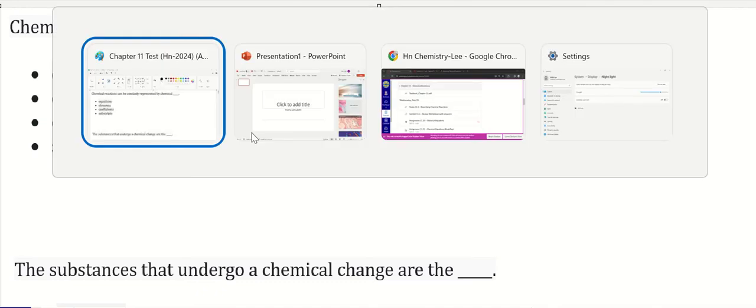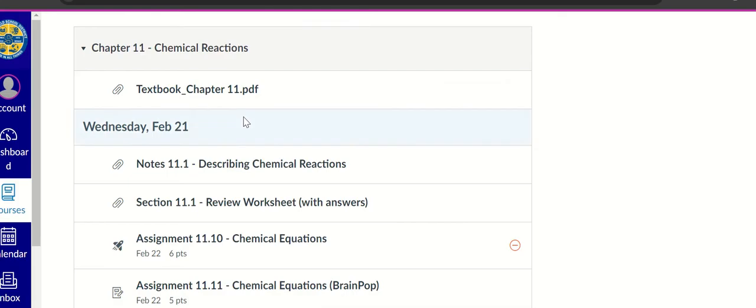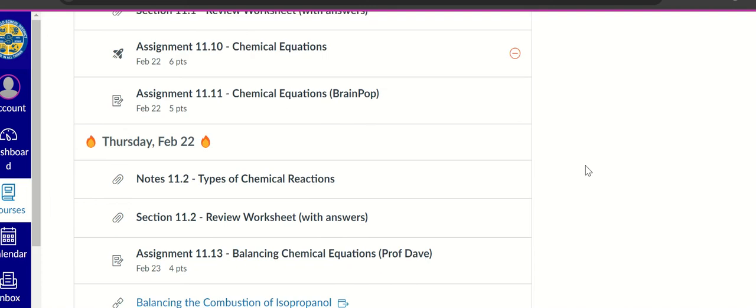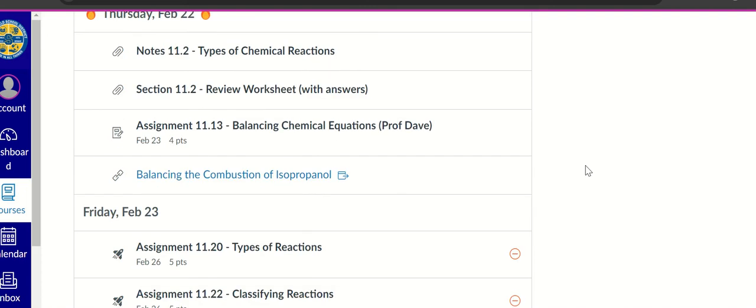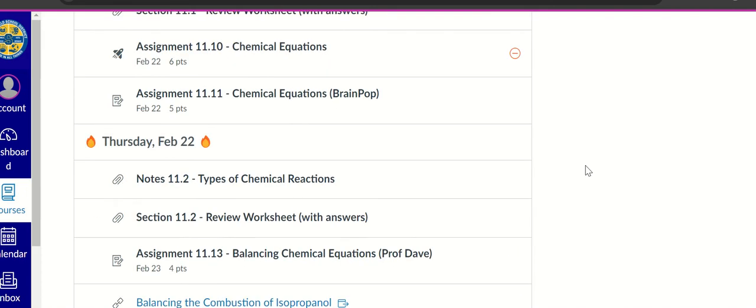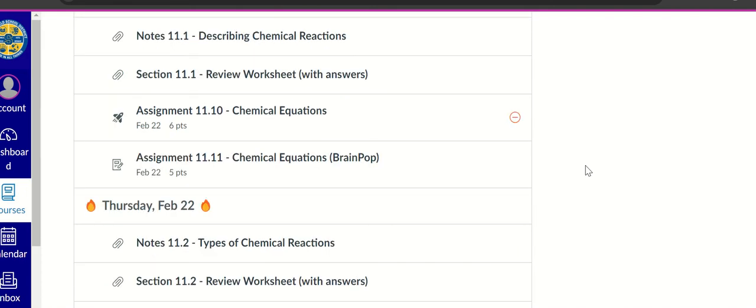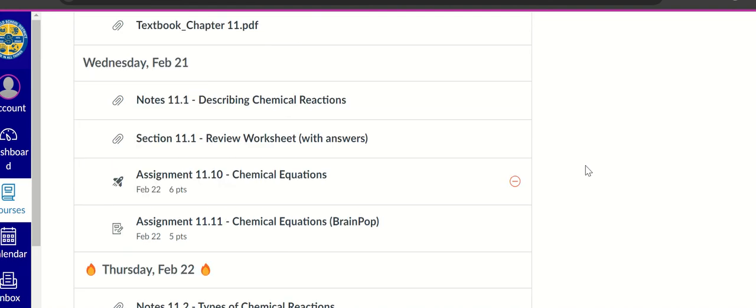I just want to point out to you, if you go into Canvas, this problem is right out of the first worksheet, which is right there, review worksheet. All our worksheets come with answers.